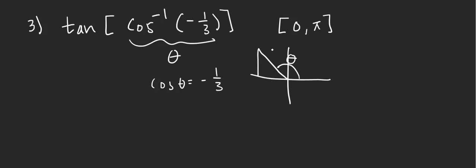And r is 3, x is negative 1. So now we're looking for tangent of theta. If you look at this triangle, tangent theta is y over x. We have x, that's negative 1. What is the value of y though? Well, again, we have to use the Pythagorean theorem.